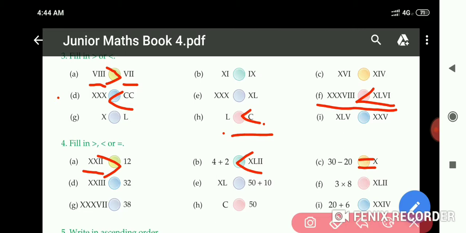It is 37 and this 38, so again this is greater. C is 100 and this is 50, so we will put the sign like this. 20 plus 6 is 26 and this is 24, so this one is greater. Like this we will solve the questions and put the sign.